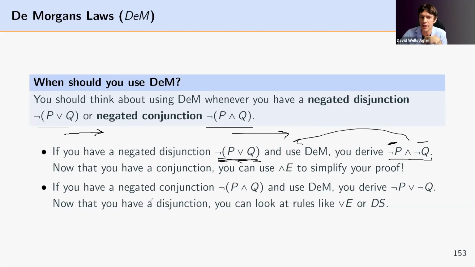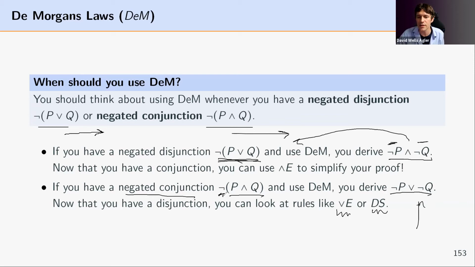The same thing with the negated conjunction. You have this negation and it negates this whole conjunction here. Use DeMorgan's laws and it turns it into a disjunction. Well, now there are some rules that you could say, okay, maybe I can use these rules on this new formula that I have, this disjunction.